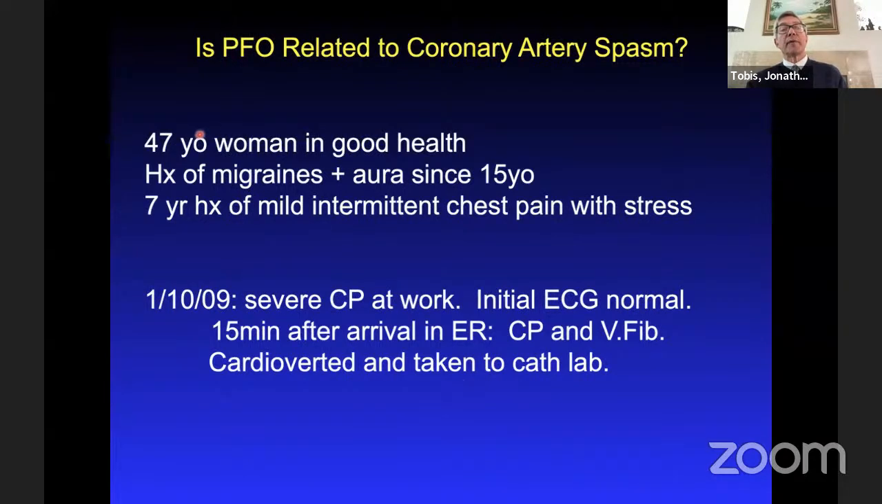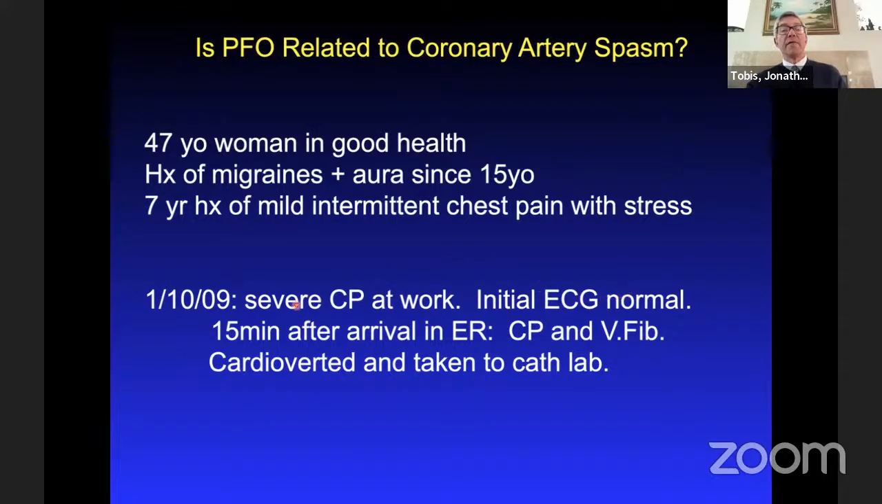So this is a woman I saw about 15 years ago who was in very good health, had a history of migraines with aura since she was 15. So the light goes off, maybe she has a PFO. She had a 7-year history of mild intermittent chest pain with stress. She had severe chest pain one day. Her brother's a doctor. Her brother said, go to an emergency room. So she goes to an emergency room.